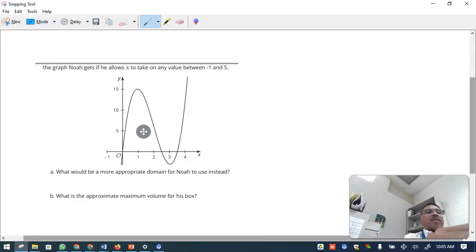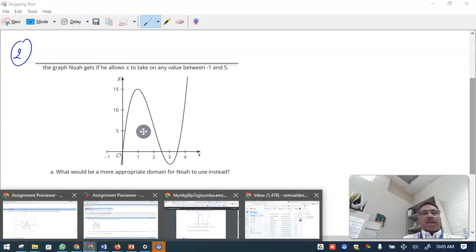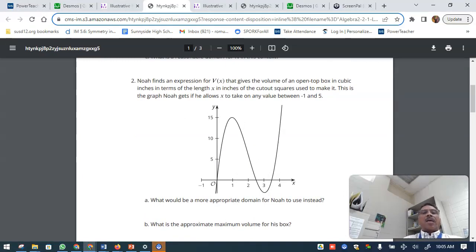In the second question, problem number two, the graph. Let me show the problem exactly. Here it is. Nova finds an expression for V(x), the volume of an open top box in cubic inches in terms of length x inches of the cutout square used to make it. This is the graph Nova gets if he allows x to take on any value between -1 and 5.